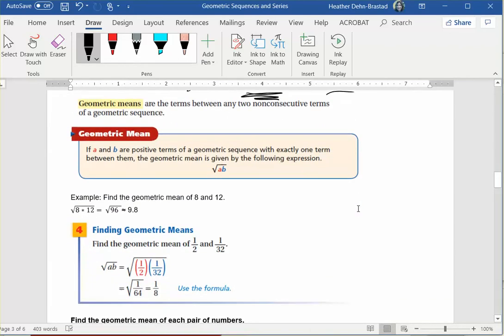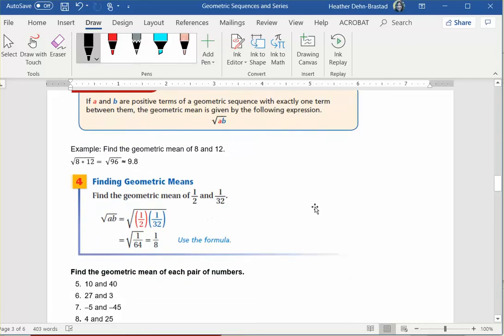All right, then we have a little bit of a section on geometric means. And you might have learned about this in geometry class. The geometric mean is when you multiply two numbers together and then you take the square root of that result. And that has to do with geometric sequences. So if a and b are positive terms of a geometric sequence with exactly one term between them, then this is the geometric mean. And you can either simplify your square roots or you can get a decimal answer, rounded to 1 or 2 decimal places.